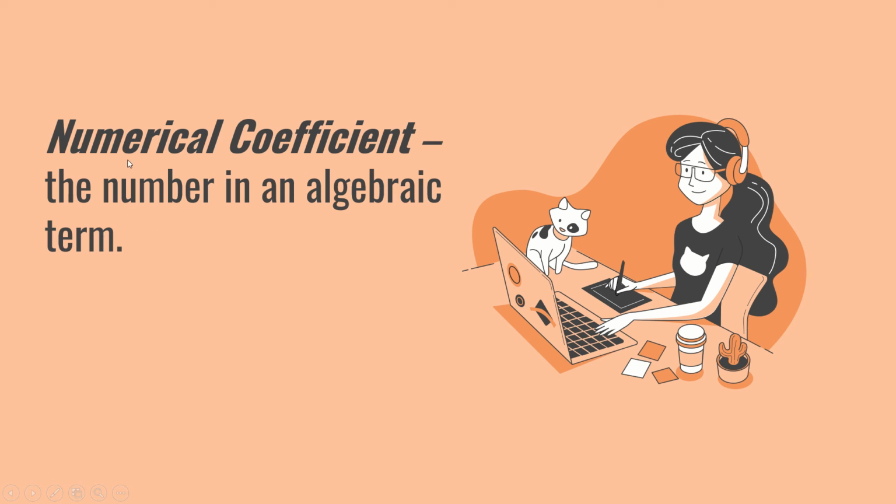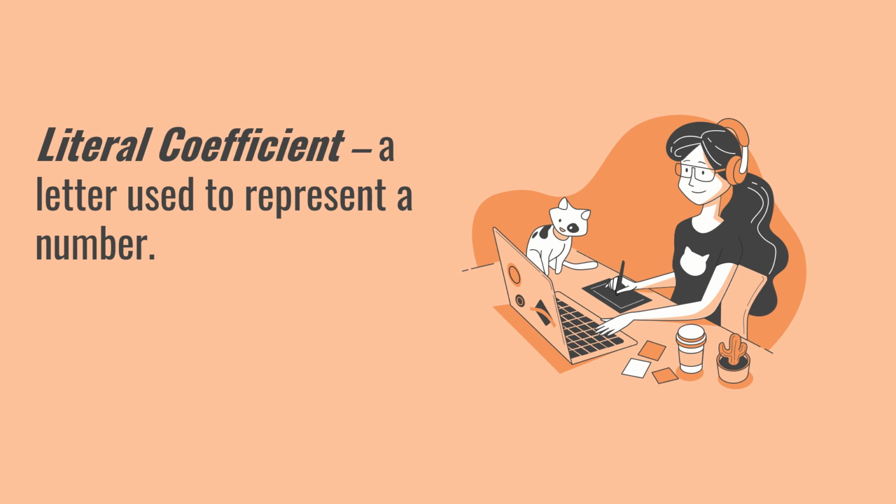Next, numerical coefficient, the number in algebraic terms. So from the word itself, numerical meaning numbers. So if we have here an algebraic term, which is 4x, so what is our numerical coefficient here? So we have 4. So pag numerical coefficient, ina siya kauban nga variable. Therefore, ang numerical coefficient, it's the number itself. So literal coefficient, so from the word literal meaning letter, a letter used to represent a number. So from this algebraic term, we have 4x. Therefore, our literal coefficient or our variable is x.